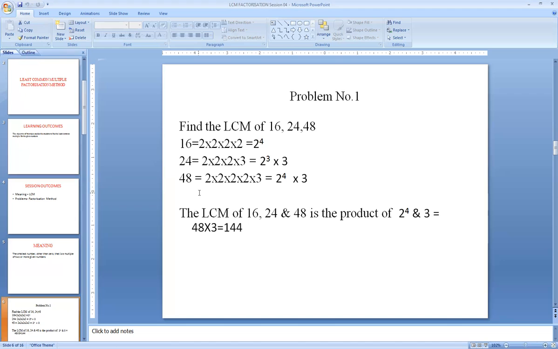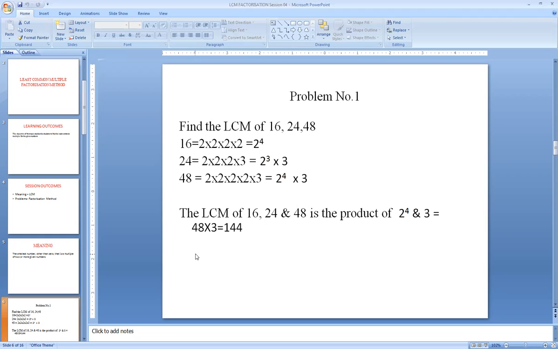The next number is 48. Again this 48 will be divisible by 2 four times: 2 into 2 is 4, 4 into 2 is 8, 8 into 2 is 16. So 2 to the power of 4 is 16. Then it is divided by 3 once, which gives 48. So 2 to the power of 4, 16 into 3, is 48. This is how we have to calculate the factors for the given numbers.